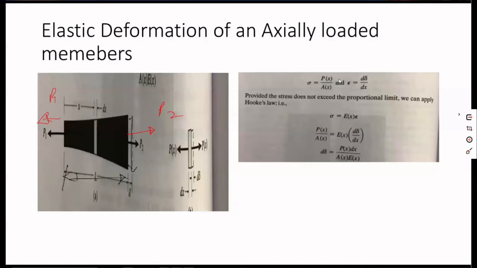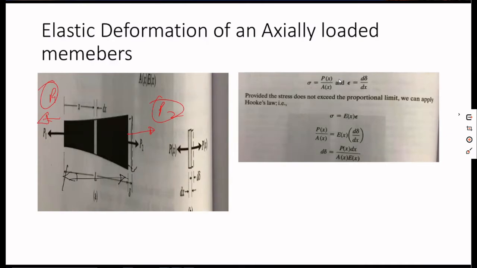Under this load, I want to calculate the deformation that will happen. Whatever deformation happens due to these axial loads is known as deformation of axially loaded members. Now, why am I calling it elastic deformation? Because right now we are only considering elastic deformation, as we have discussed earlier in our classes, that following Hooke's law we will only consider the elastic deformation.